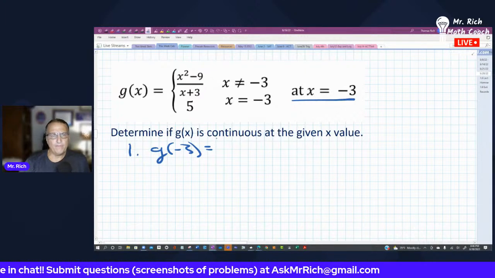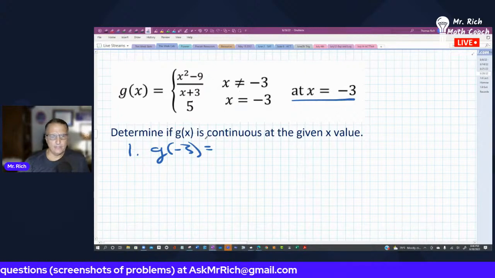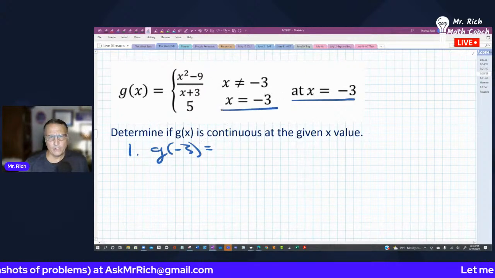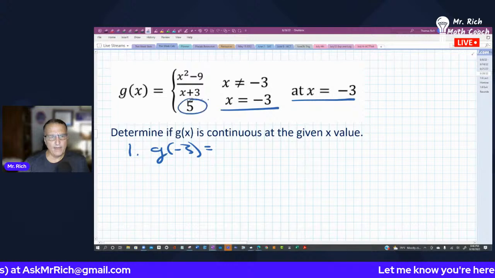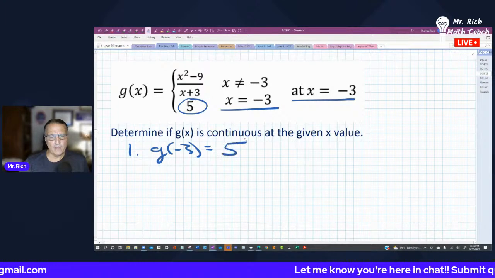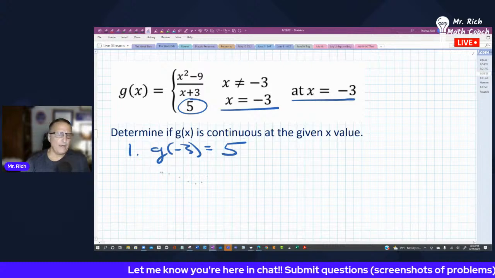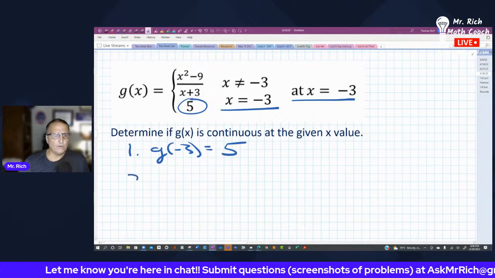Well, if I'm evaluating exactly at x equals -3, I would be using that function right there, and the answer is 5. So the function does exist.